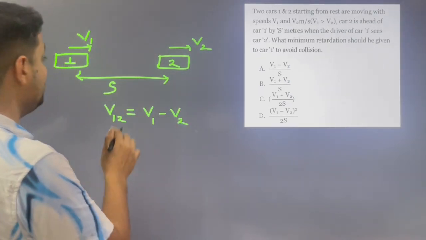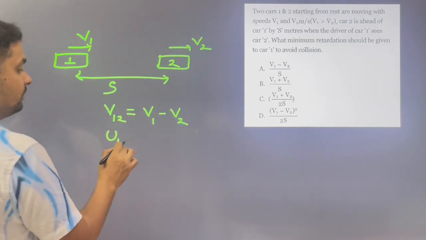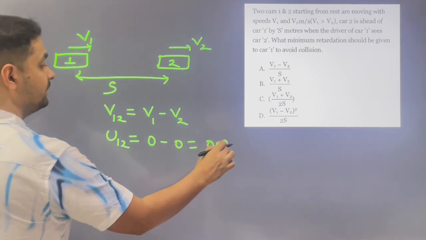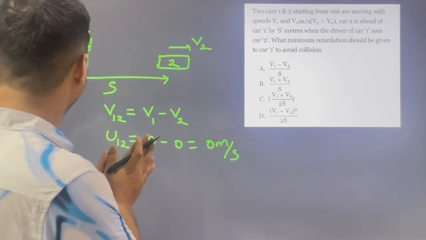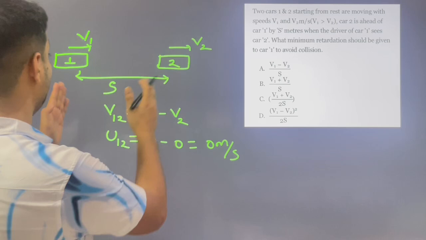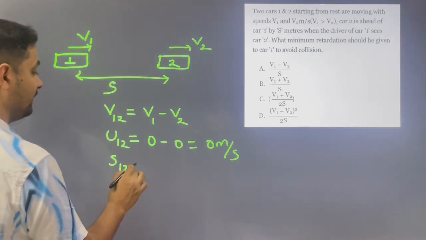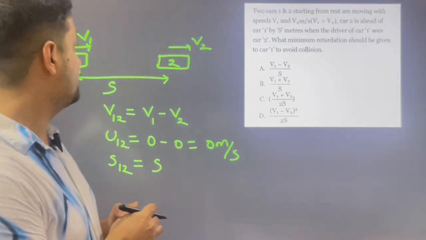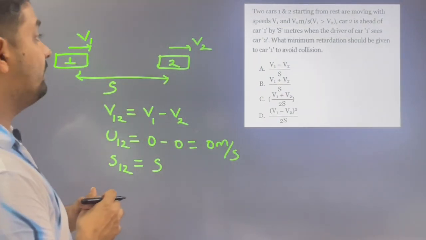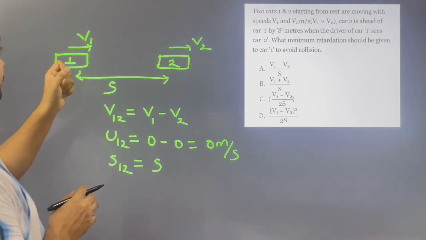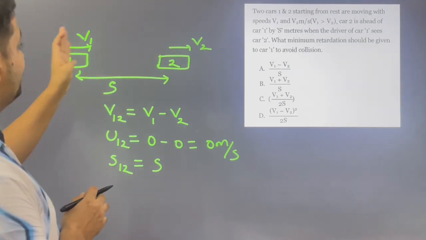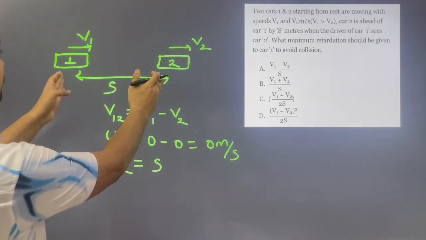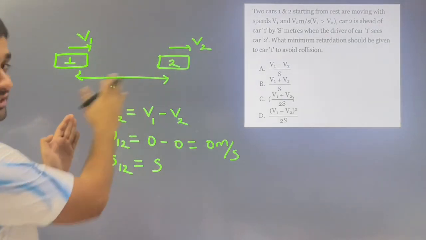Initially both are at rest, so the initial speed u12 is 0 minus 0, that is 0 meters per second, correct? Next, the relative displacement between them, s12, is given as s according to the question. We have to find the minimum retardation that should be given to car 1, because its speed is more than car 2's, so after some time it can collide. So we have to give minimum retardation to cover this displacement so that it will not collide. That means it just covers this displacement.